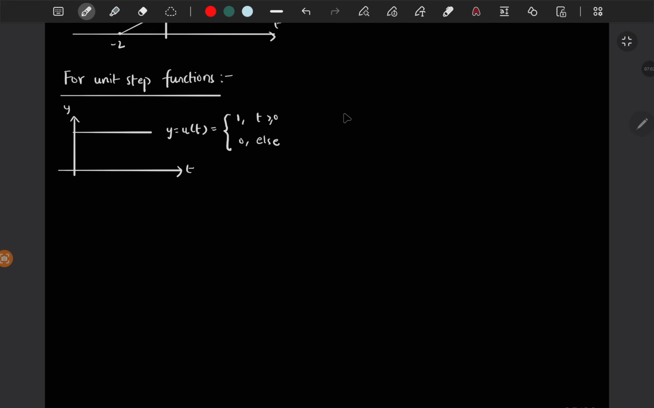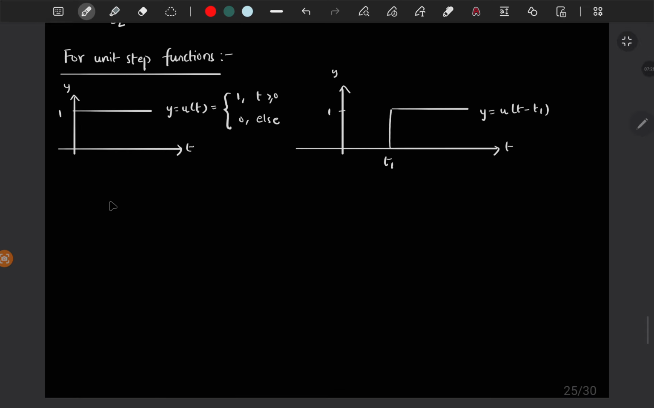So if you do right shift by t1 units, it looks like this. So this is 1, this is 1, so by t1. So this should be y is equal to u of t minus t1. So this is right shift. And similarly, this one will continue forever till t tends to infinity for all t greater than t1.